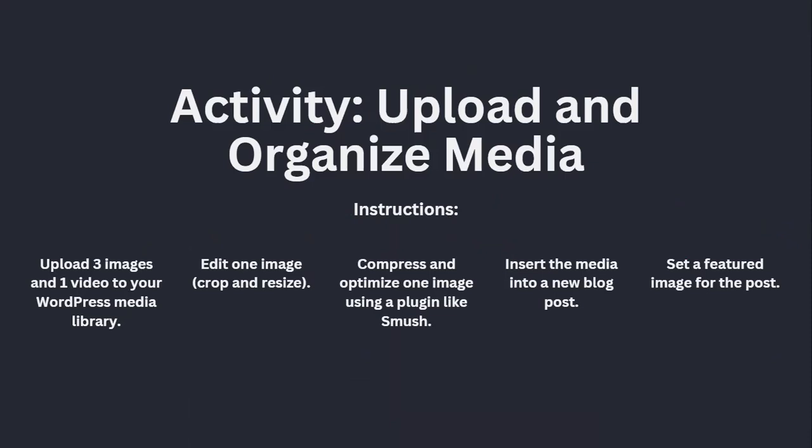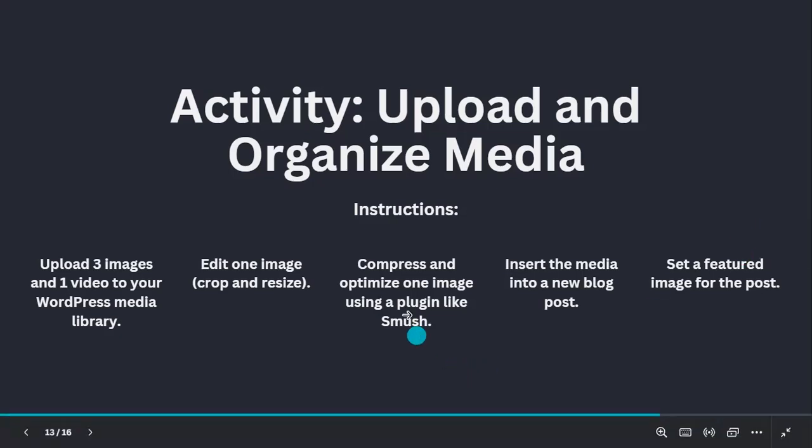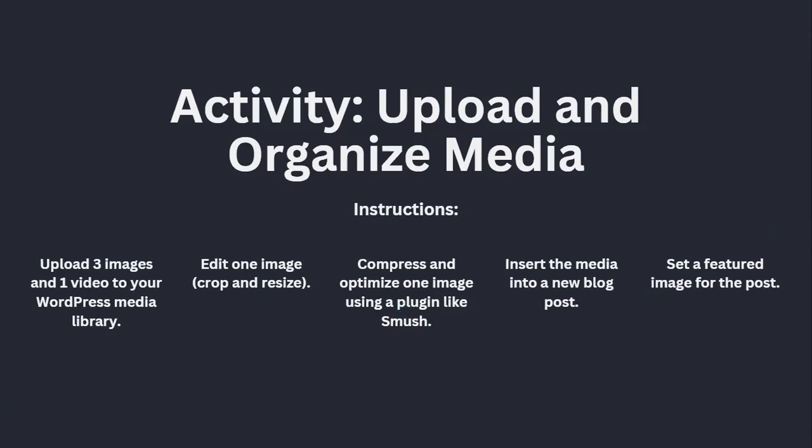You can find any video on YouTube, just copy the link and upload it. Then you're going to edit one of the images. Just try to resize the image. Then compress and optimize one image using a plugin like Smush. You can install this plugin and try to use it to compress and optimize the image. It's easier to understand when you install the plugin.